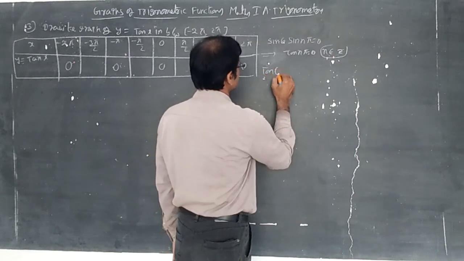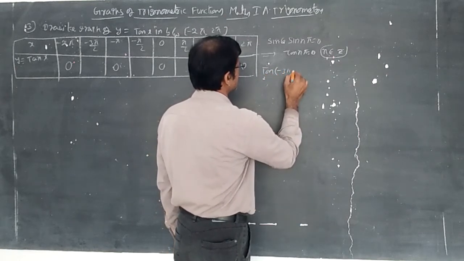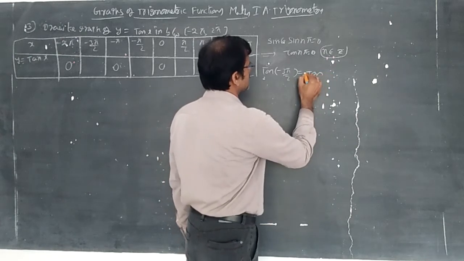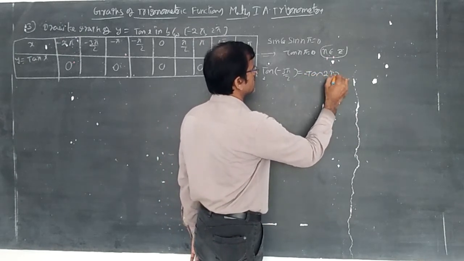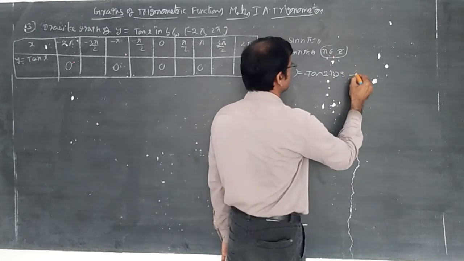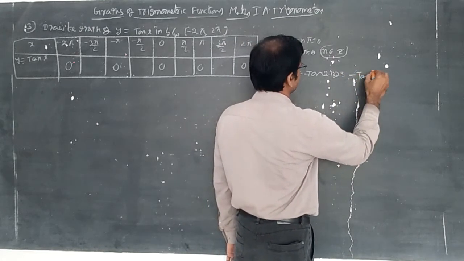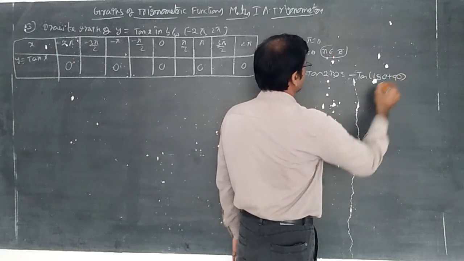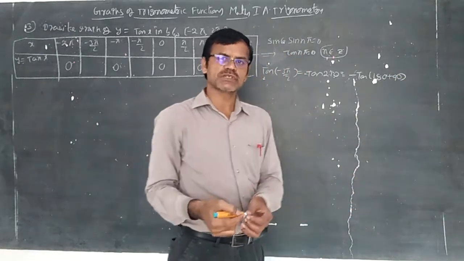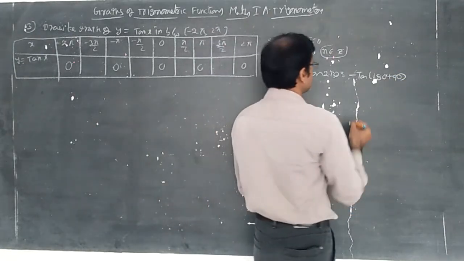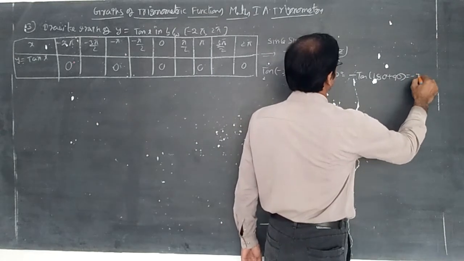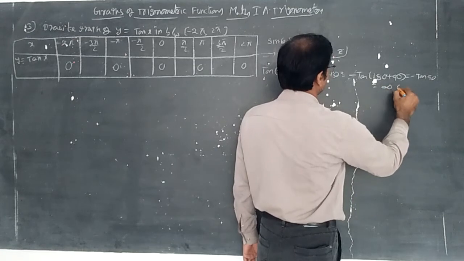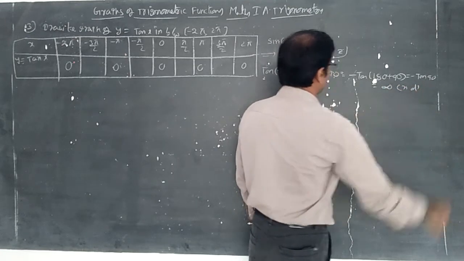Now let us discuss tan of minus 3 pi by 2. Tan of minus theta is minus tan theta. Tan of minus 3 pi by 2 means minus tan 270 degrees, so minus tan of 180 plus 90 degrees. Tan of 180 plus theta becomes tan theta only. So it is minus tan 90. Tan 90 value is infinity, not defined.